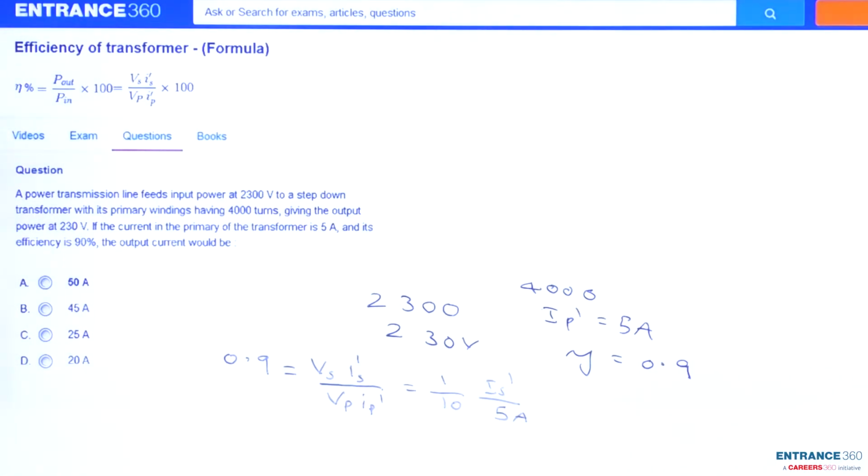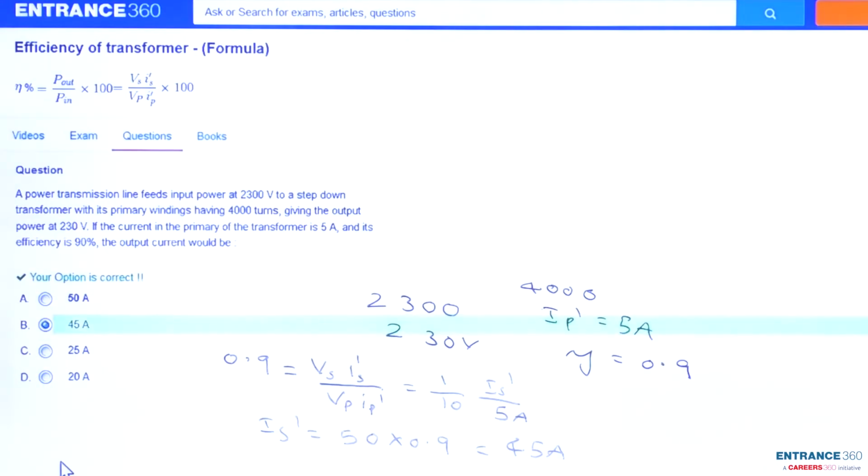From here Is dash equal to 50 into 0.9 equal to 45 ampere. So 45 ampere is our option B. So right answer is B.